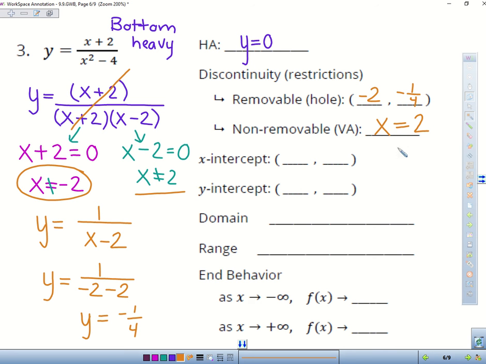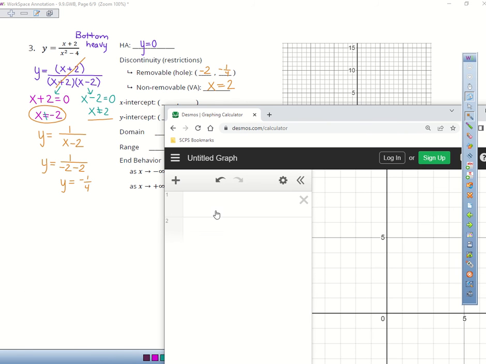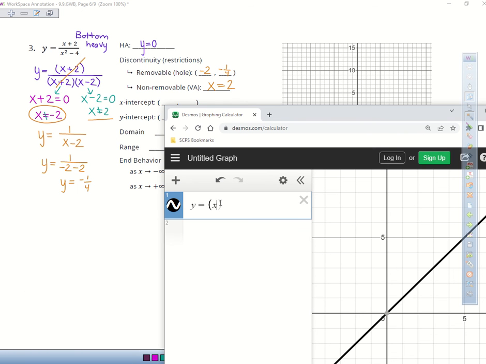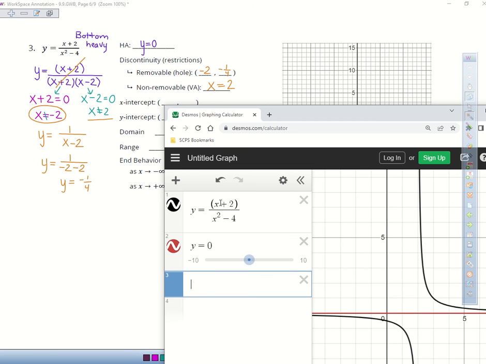Now, like I said, in Desmos you have the choice of graphing this as the original, because then it will show you where the holes are. But if you graph it as the new function, it's still going to look the same. It's just not going to put those holes in there. So we have y equals x plus 2 over x squared minus 4. And if you put the factored version, it's going to look the same. Okay, it doesn't change the graph. And then we have a horizontal asymptote at y equals 0 and a vertical one at x equals 2.